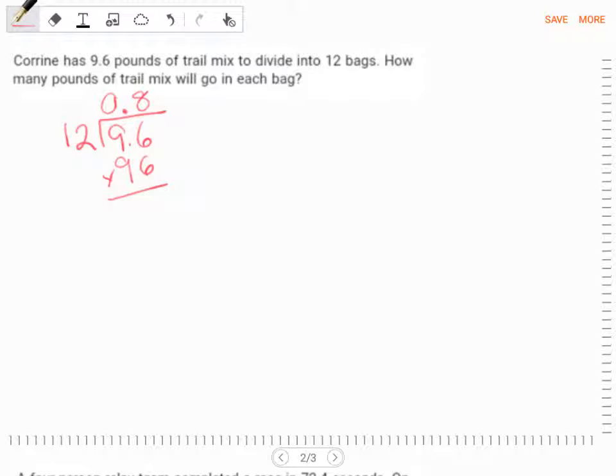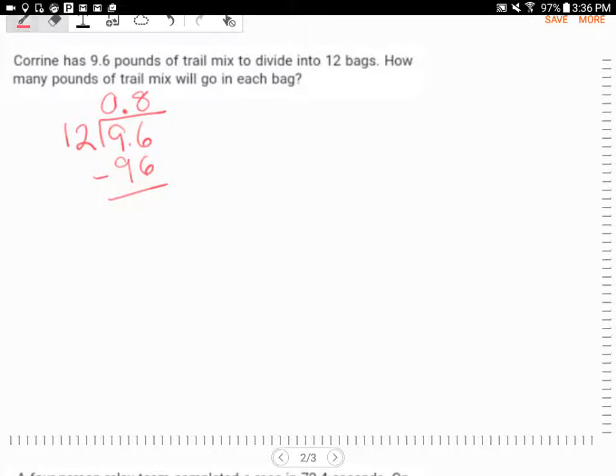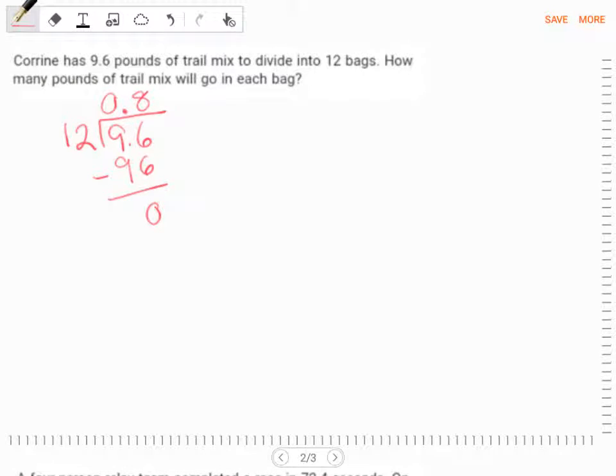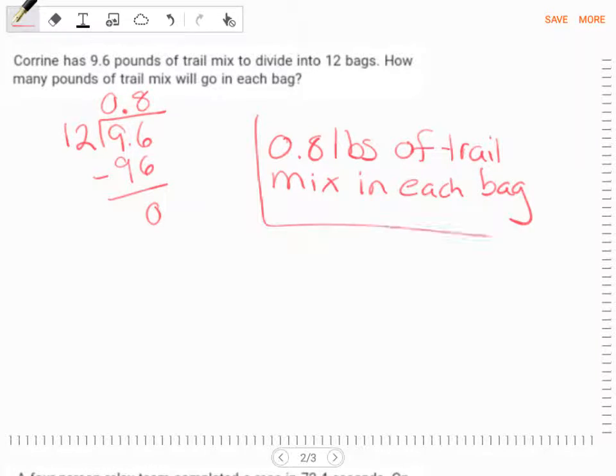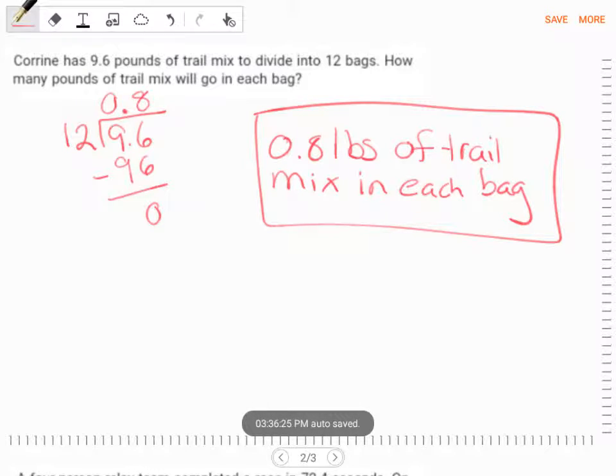You can always double check it over here on the side by saying 12 times 8, although this is one we should have memorized. 8 times 2 should give you 16. 8 times 1 gives you 8, plus 1 is 9. So you can always double check those on the side. That's fine. It's not a problem. However, it is one that you should know. If we subtract, we get nothing left over, so we know that there should be 0.8 pounds of trail mix in each bag. Okay? And that would be our answer.